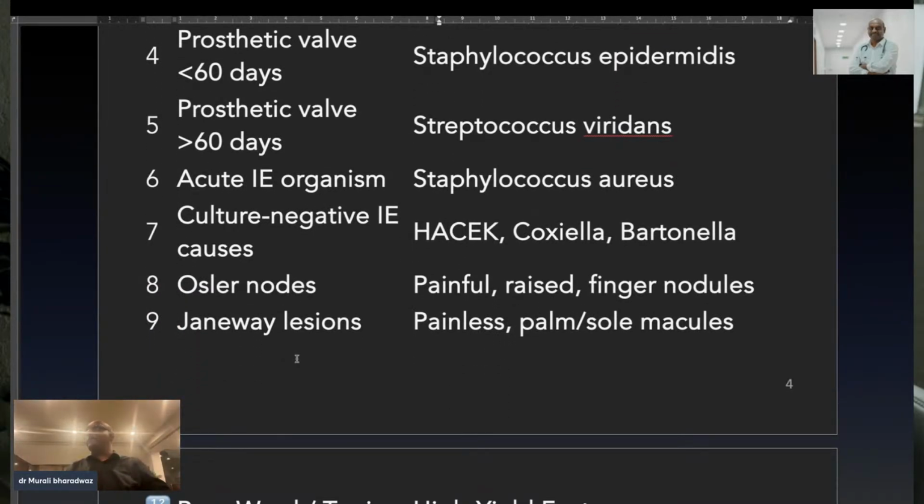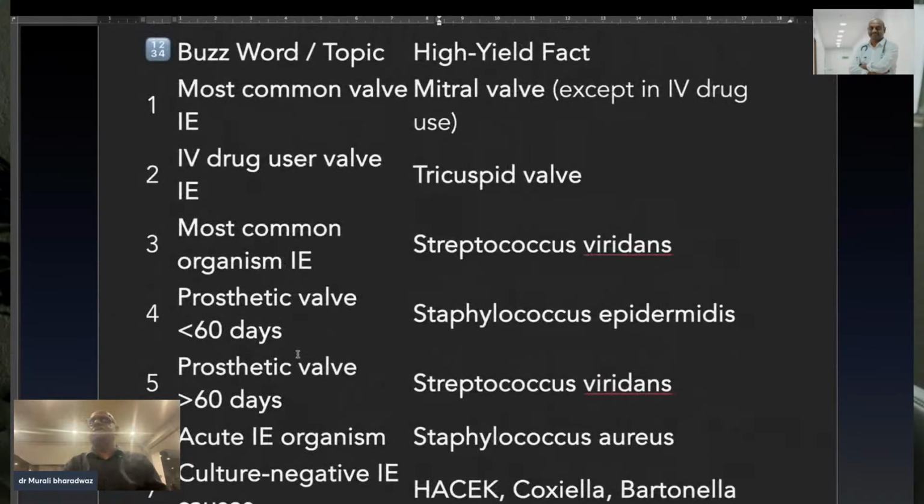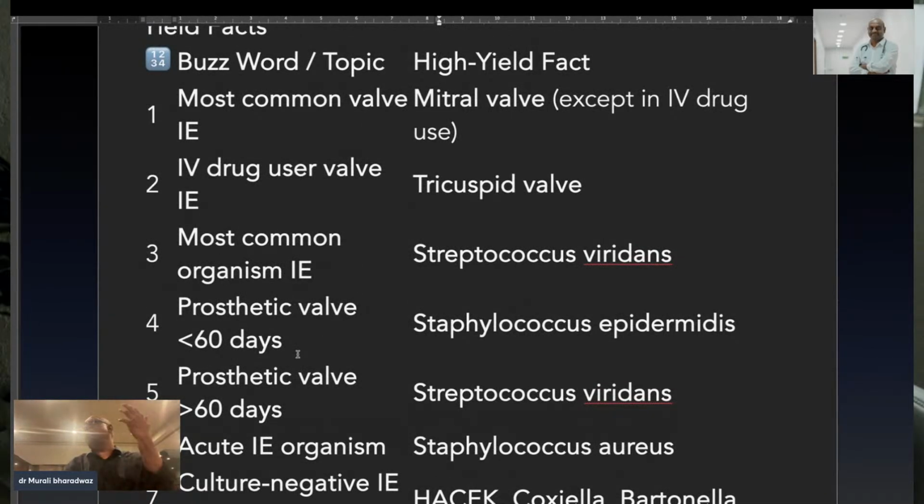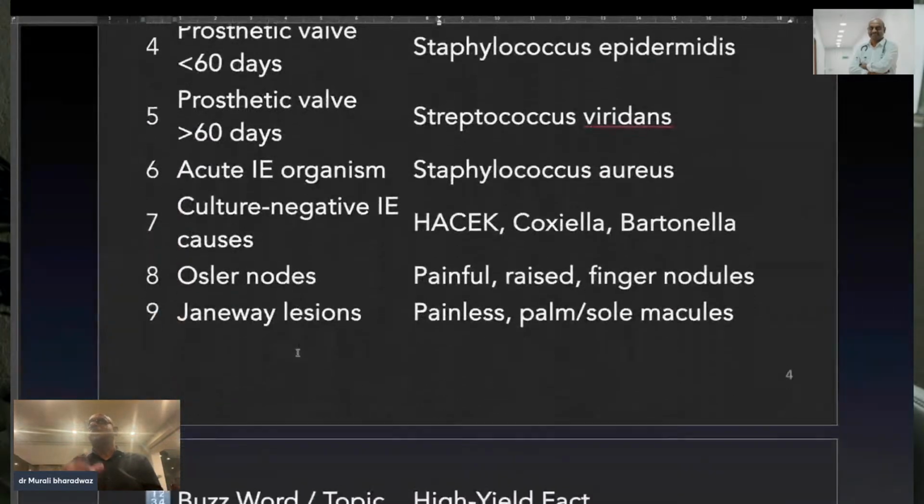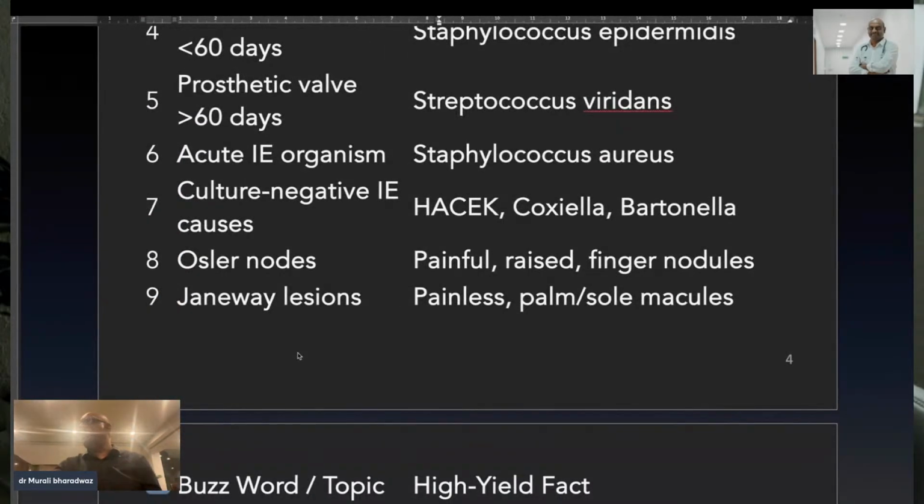Whenever acute infective endocarditis is there, most commonly it is Staphylococcus aureus, whereas overall the most common organism is viridans, because viridans leads to subacute bacterial endocarditis. Acute is Staph aureus, subacute is viridans, but the most common is subacute. Overall, that is viridans. Culture negative organisms are HACEK: Haemophilus, Acinetobacter, Kingella kingae, Eikenella corrodens, Coxiella, Bartonella.